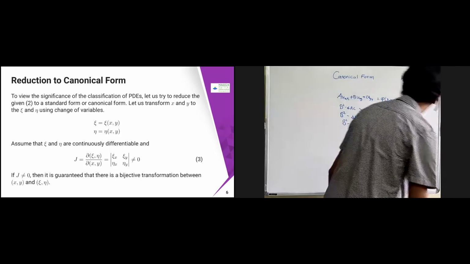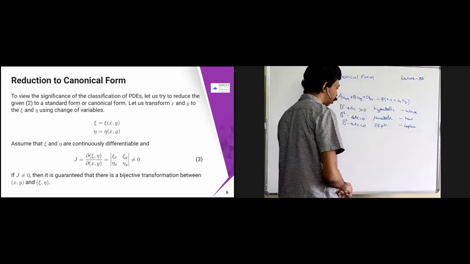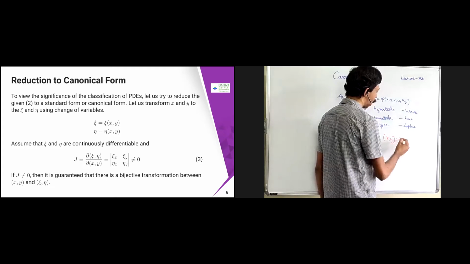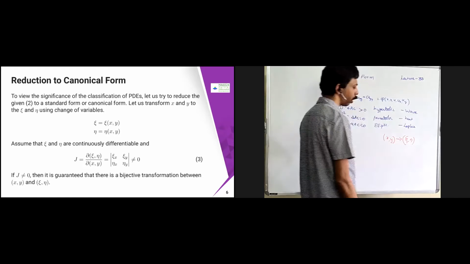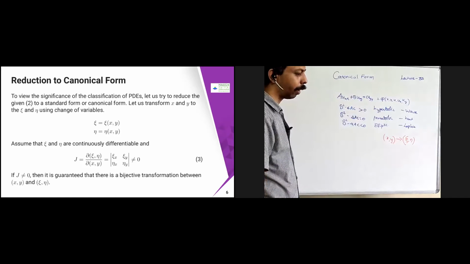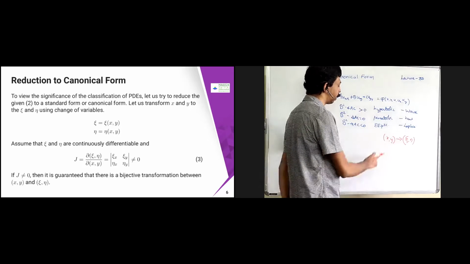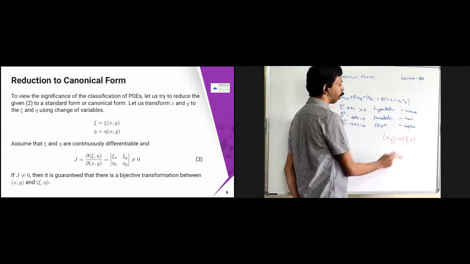Now suppose x and y are one coordinate system. I am going to transform them to another coordinate system called chi and eta. So we are going to translate to the chi, eta coordinates and find the corresponding equation for this one. One thing we are going to check here is, suppose I translate this problem from my x, y coordinates to chi, eta coordinates.